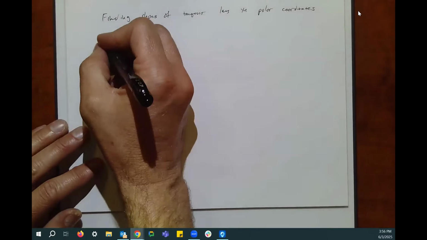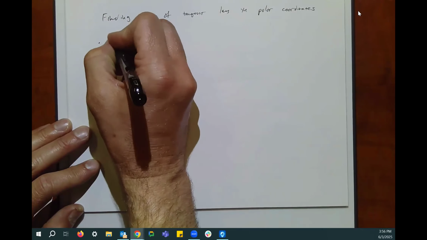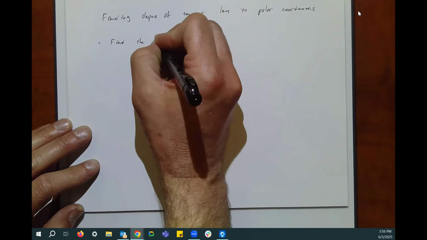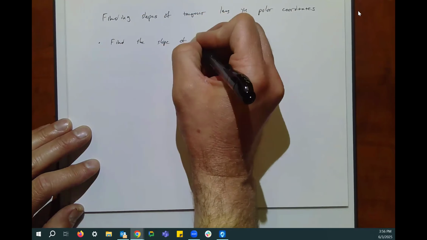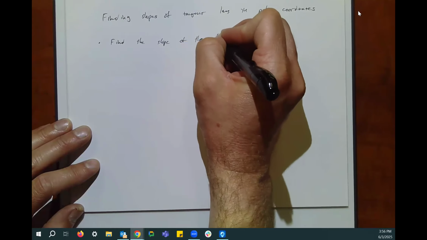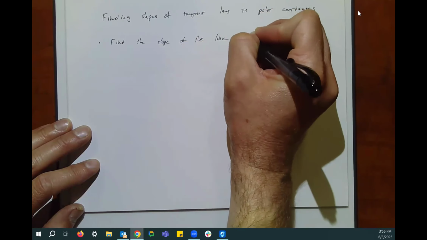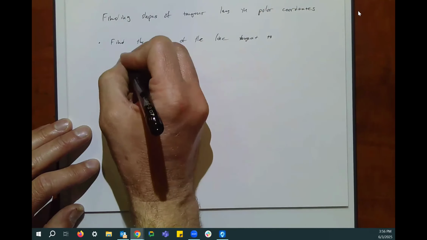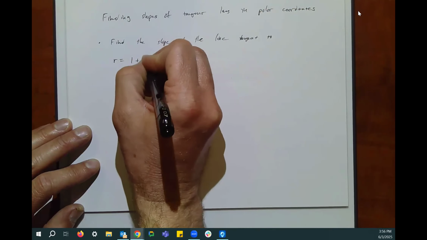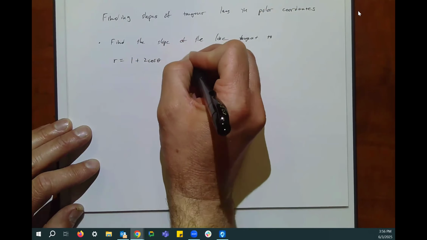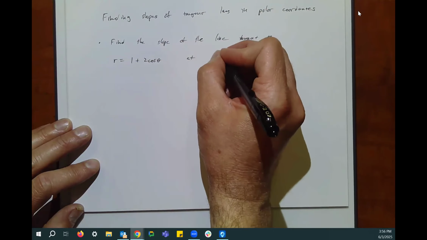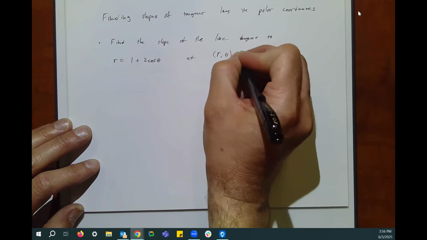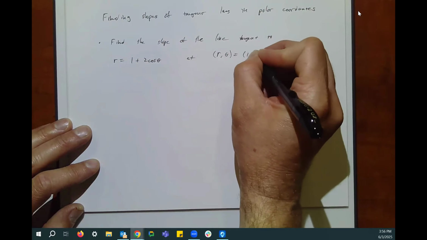We want to find the slope of the line tangent to r equal to 1 plus 2 cosine theta at (r, theta) equal to (1, pi over 2).